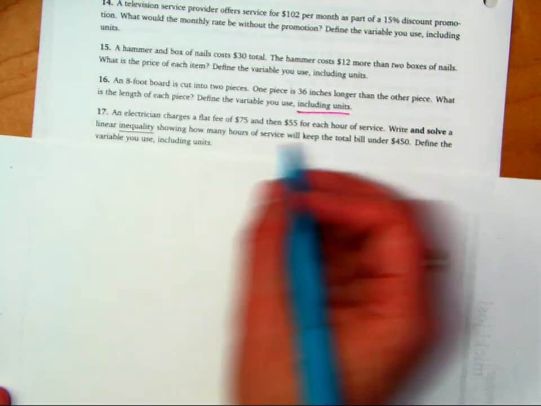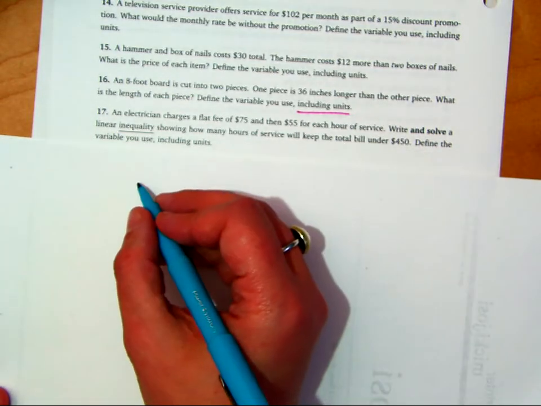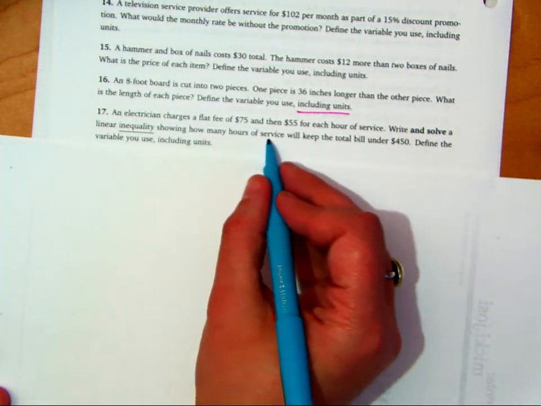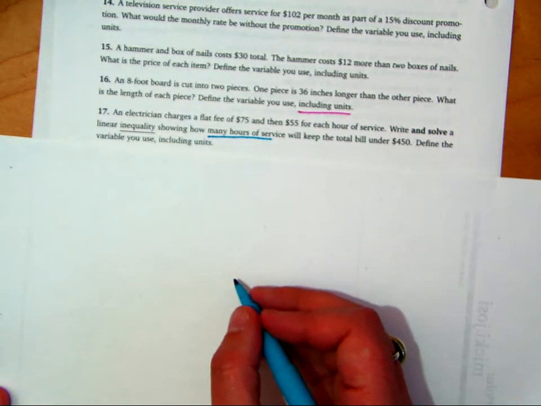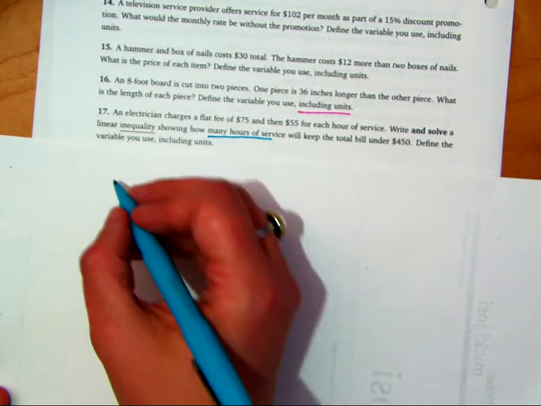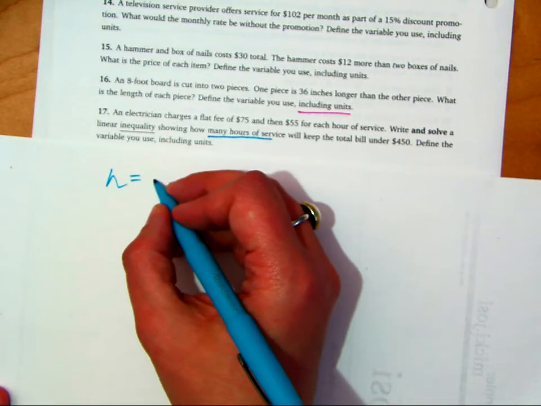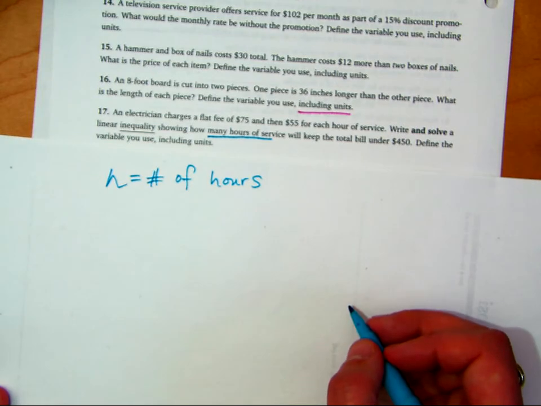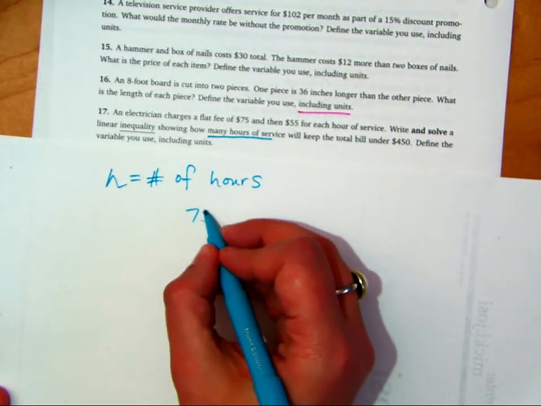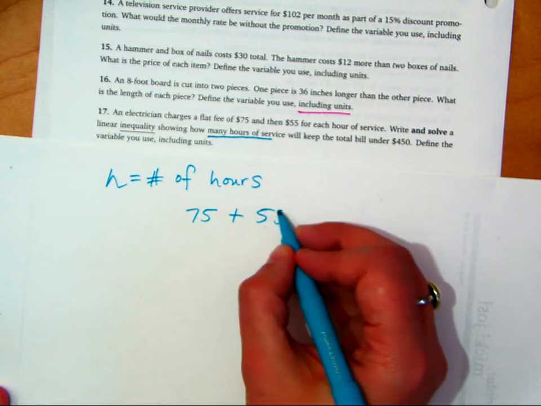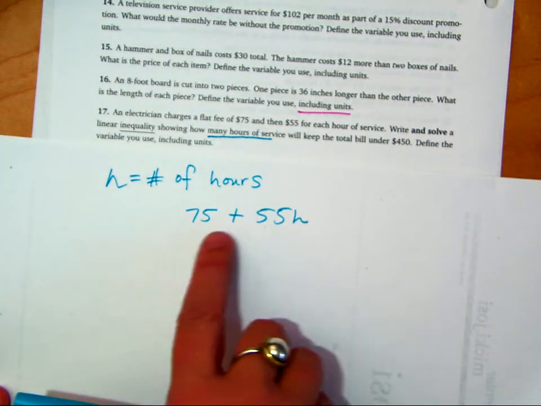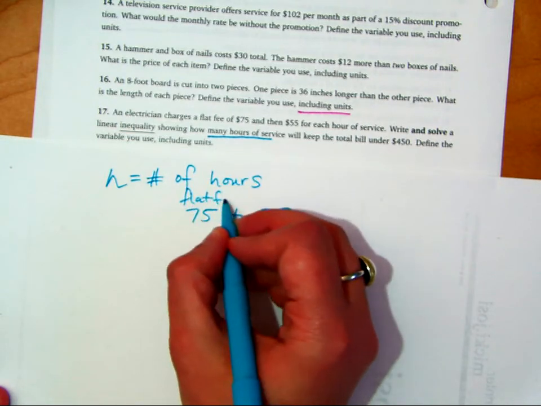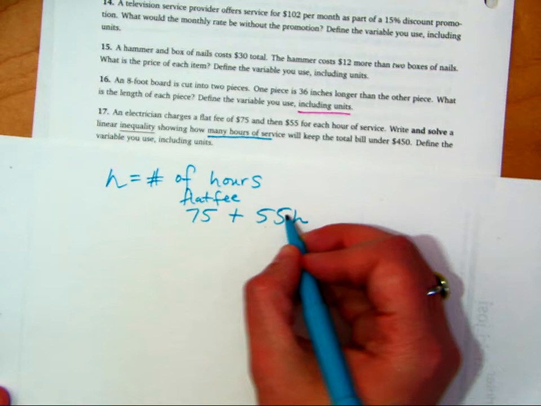Well, the first thing is defining the variable, actually. What variable do we want to use? Because what are we trying to find out? How many hours of service? That's the question we're trying to answer. So we could use H equals number of hours, right? $75 plus $55 for every hour. There's his rate. This is the flat fee, the initial fee, plus the hourly rate.